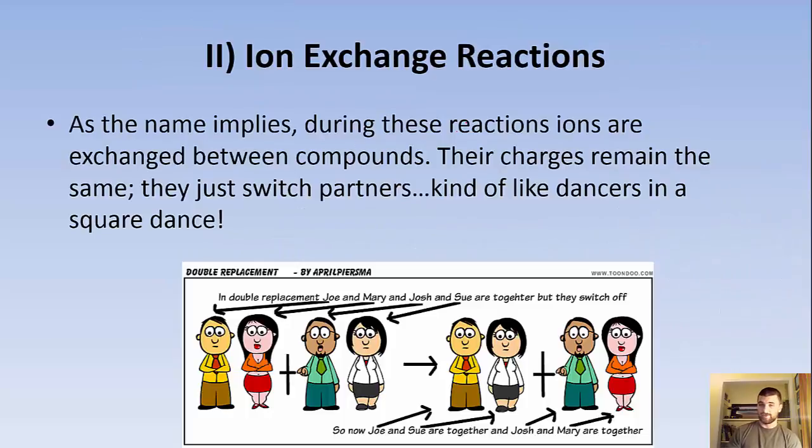Then we have ion exchange reactions, which exchange ions. This I call like the square dance, among other things, right? Because you're switching partners, right? You both have a partner, but then you switch partners.